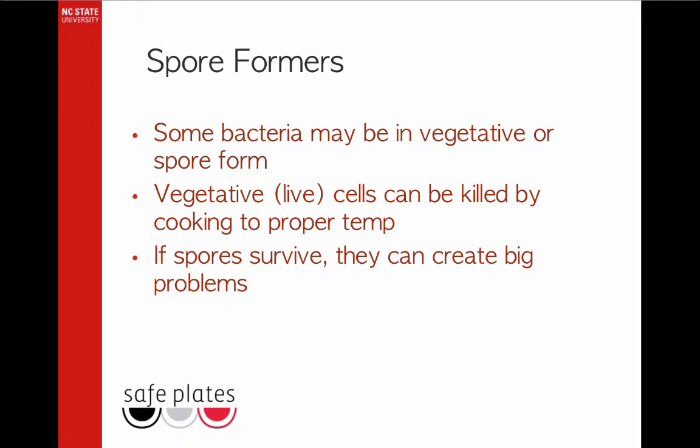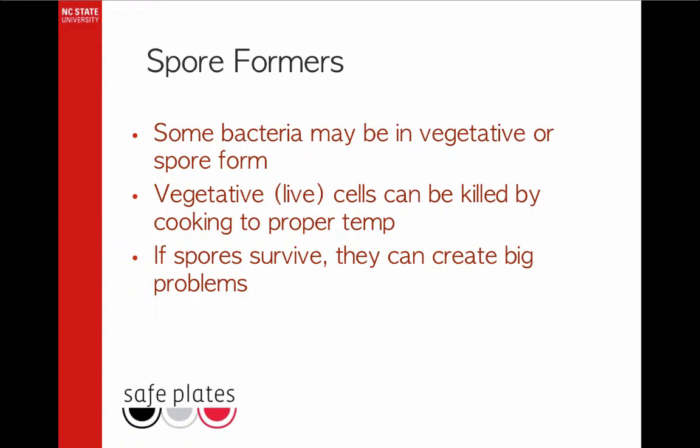Let's talk more about spore formers. Clostridium perfringens and Bacillus cereus are two that we have already mentioned. Some bacteria, like these two, can live or survive in two different forms. The vegetative cells are the cells that like to grow at room temperature if you give them enough food and water and are already in the right environment. They will double in population every 20 minutes, dividing and making more and more.